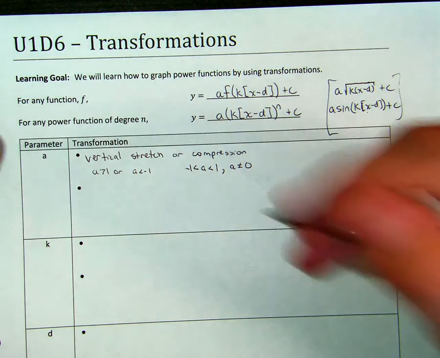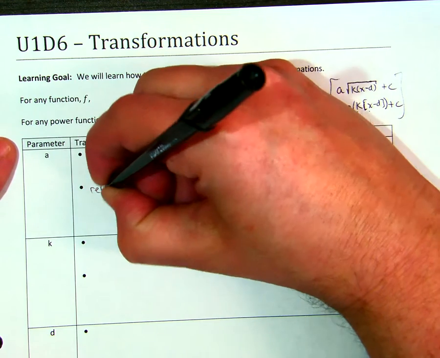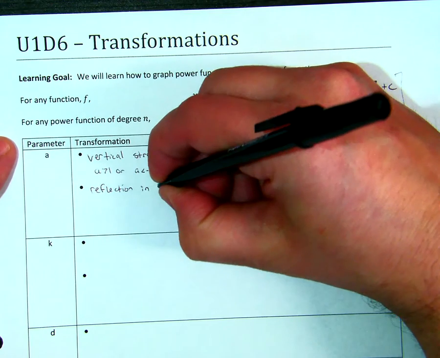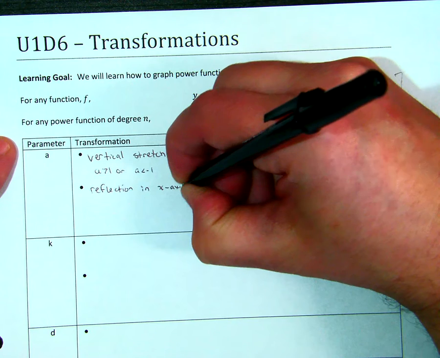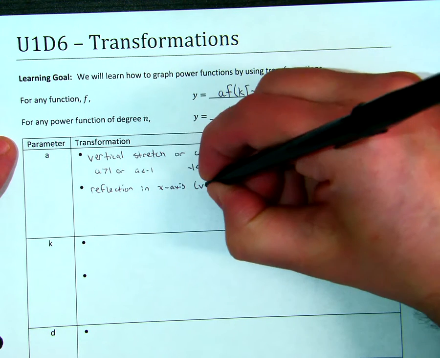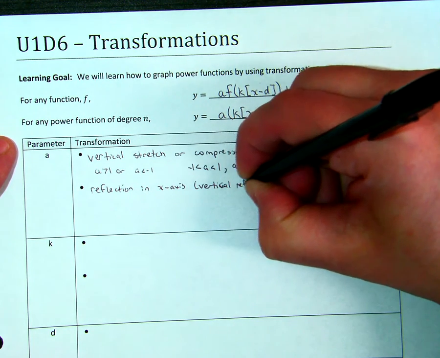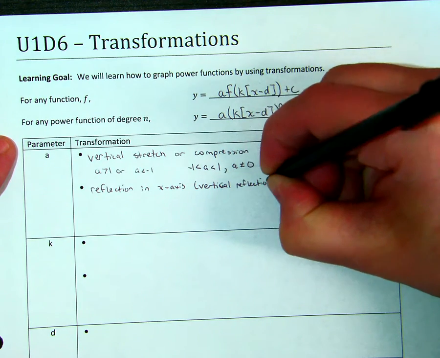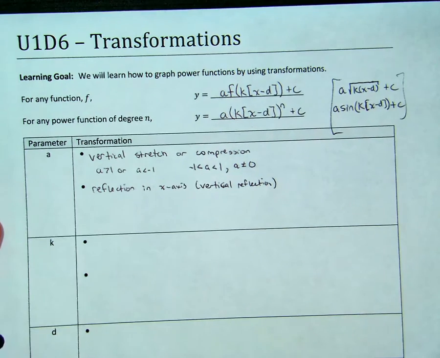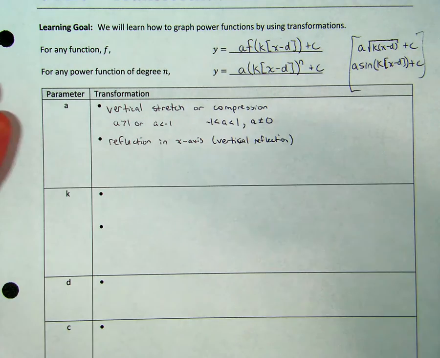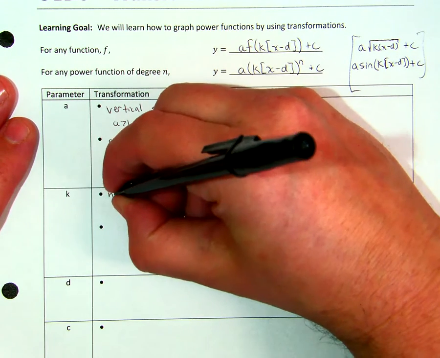The other thing that a tells you is a reflection in the x-axis, also called a vertical reflection because it flips vertically. So not a shock. That's the same as what you did in grade 11 and even grade 10. k you wouldn't have done in grade 10, but you definitely did in grade 11. So same idea, except now it's horizontal.